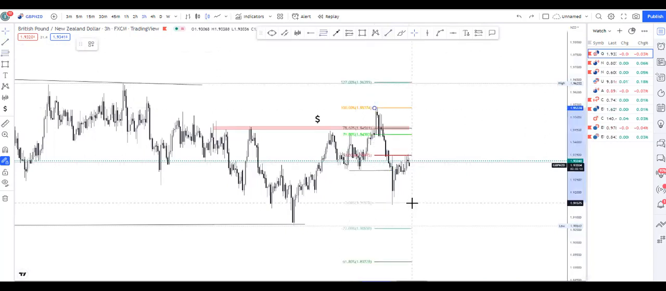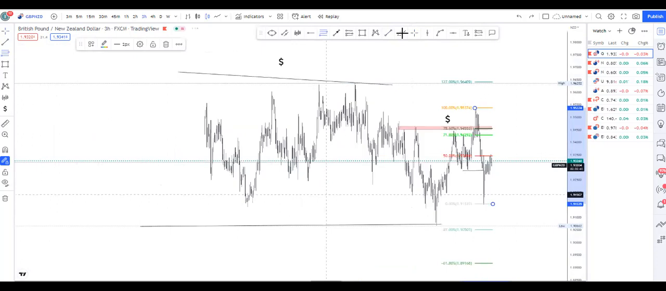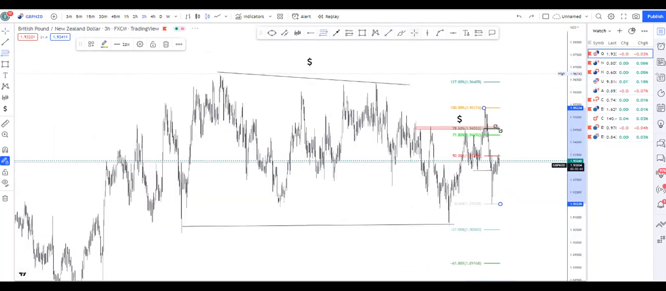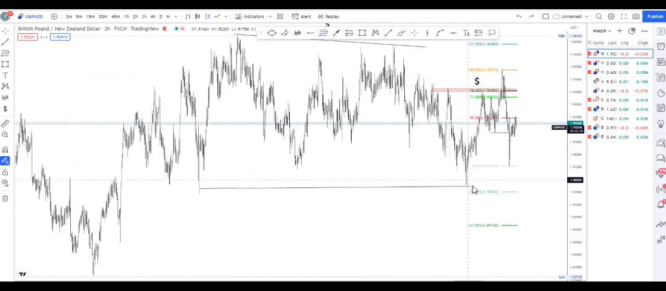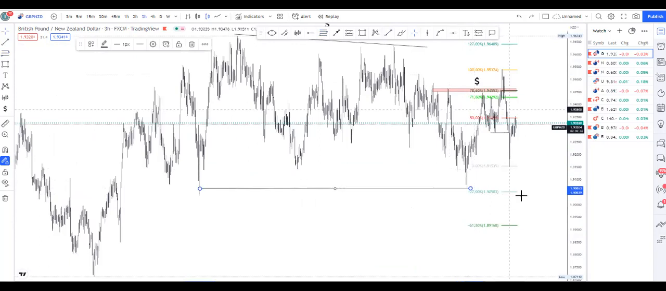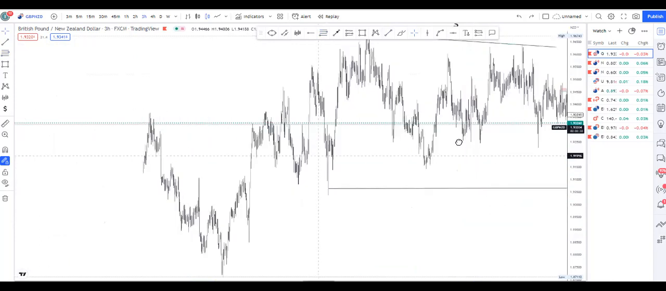One, a Fibonacci area, a deep retracement level, two, a potential order block. And if we're anticipating a move to the upside and there's liquidity right here, that means we will not be wrong if we say price is going to come back around this place.